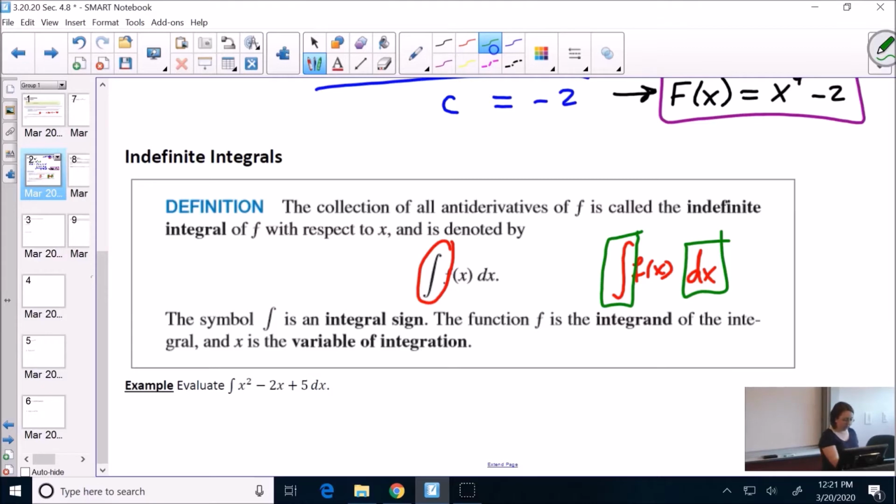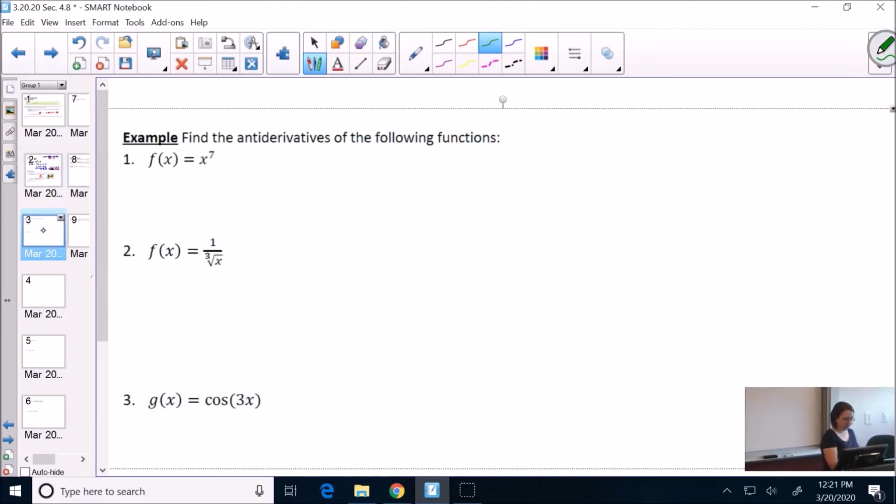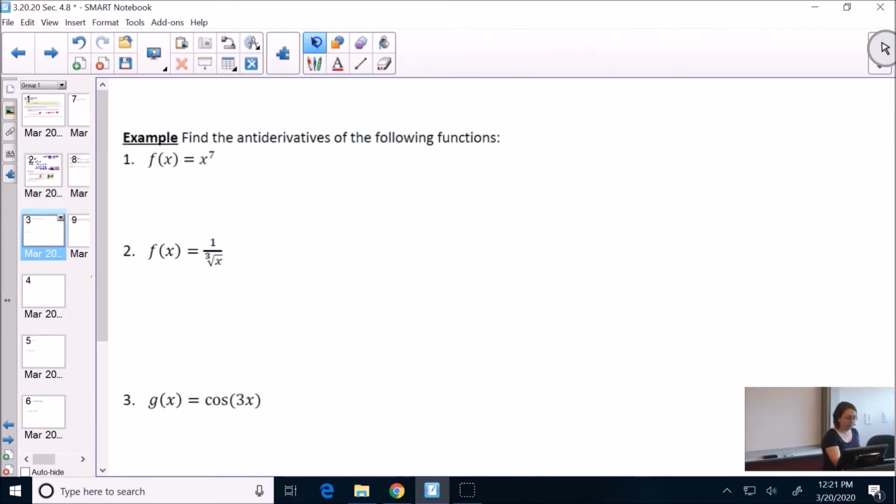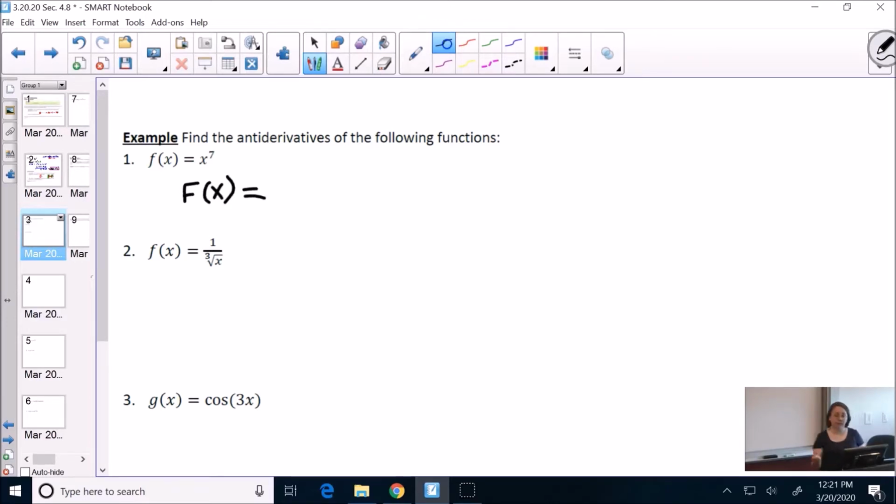Now, what do we do? Let's work up to a more interesting example. I just want to show you the notation. So find the antiderivative of the following function. It's your choice. You can call it capital F of x, meaning I'm finding the antiderivative, or you can write out what you're going to do. So capital F of x is technically the antiderivative, or the integral, of x to the 7 dx. This means take the antiderivative with respect to x.